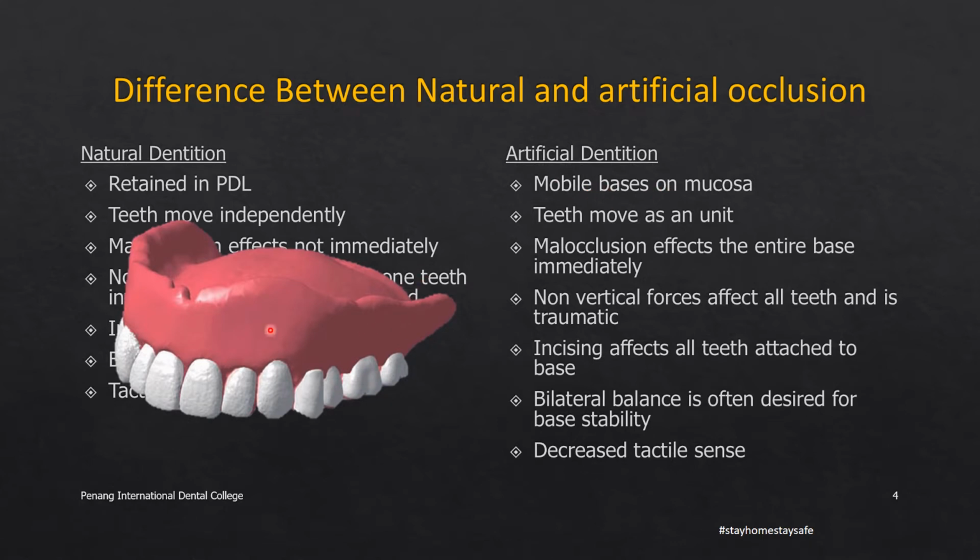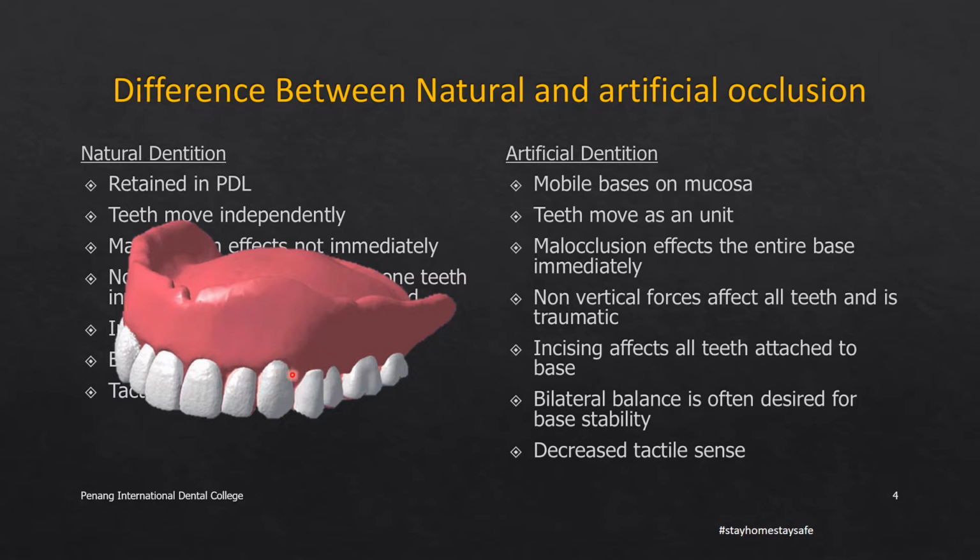bases on the mucosa. So this is a denture where this is the basal seat of the denture and the teeth are added to the basal seat or fixed to the basal seat. They do not move independently. They are not anchored into the alveolar socket like the natural teeth. So therefore the teeth move as a unit and malocclusion will affect the stability of the entire denture.